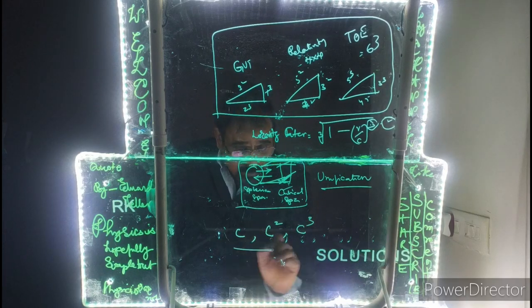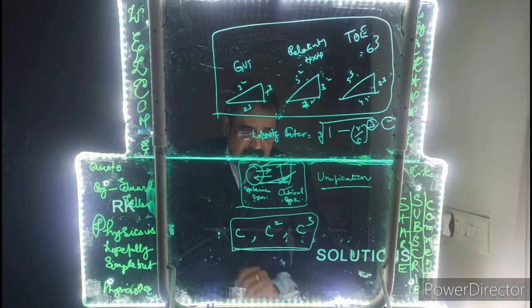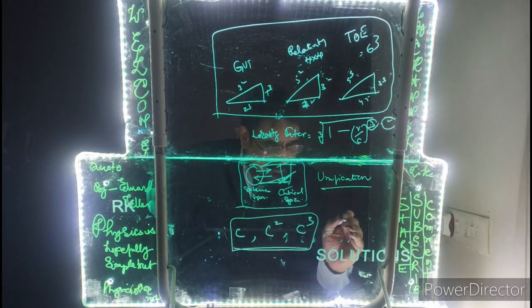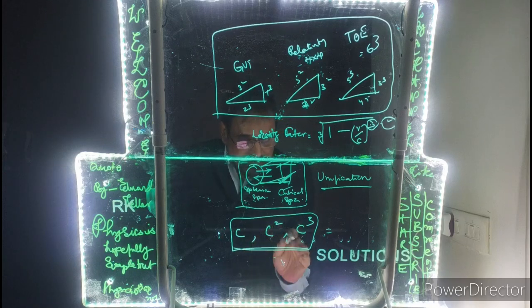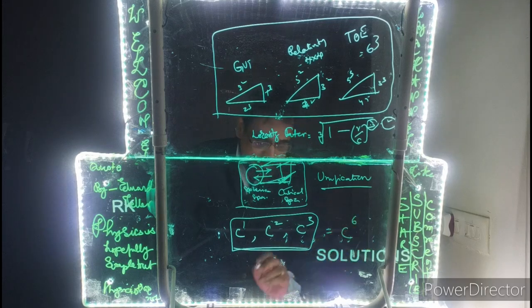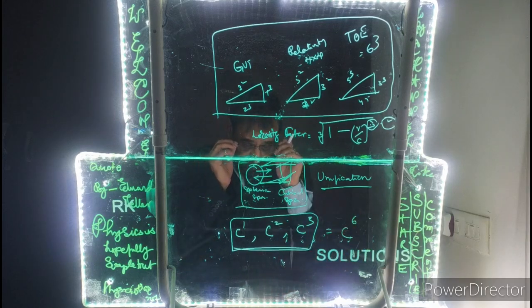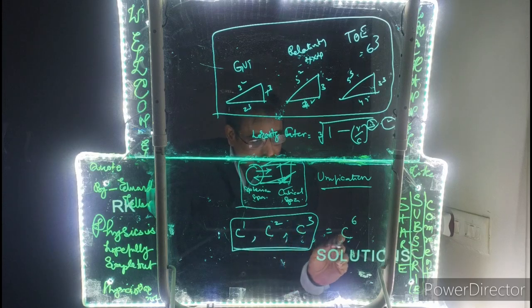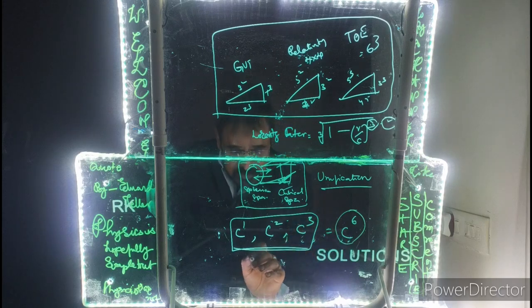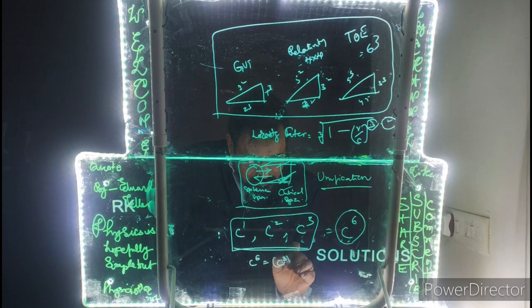If you combine these three, not exactly combine, if you combine powers of these three, you will get c raised to 6. That is basically somehow what you call scalar multiplication. You take 6, c raised to 6. This c raised to 6 is c cube raised to 2 or c squared raised to 3.